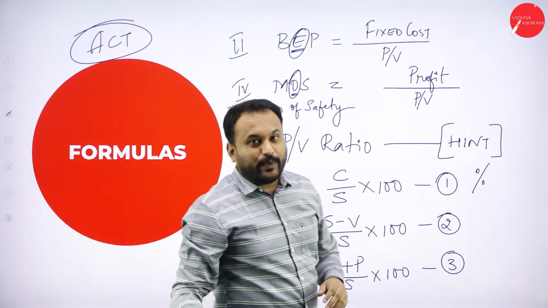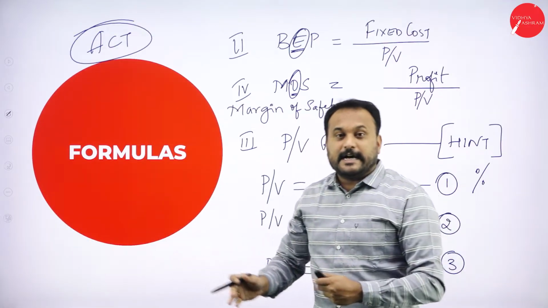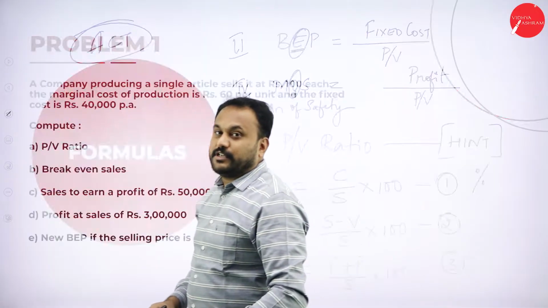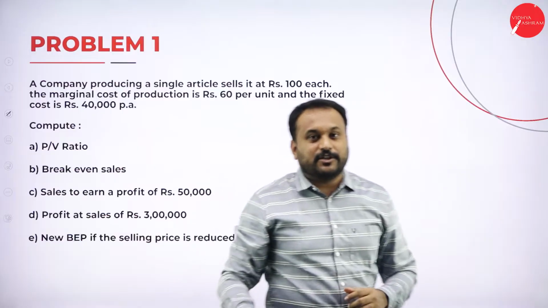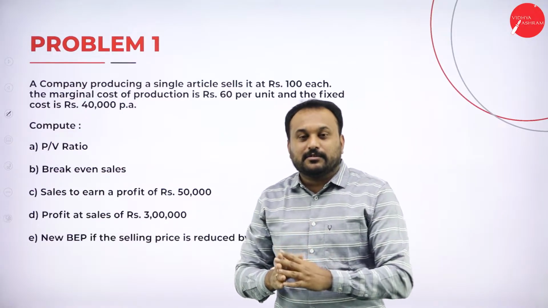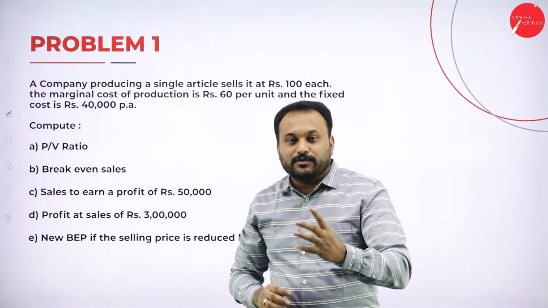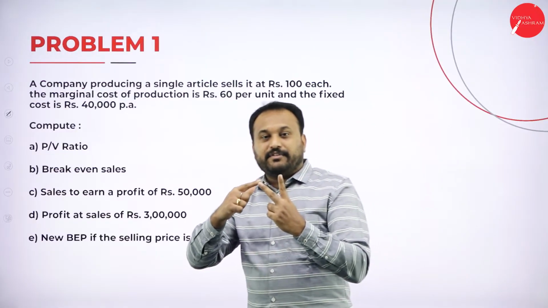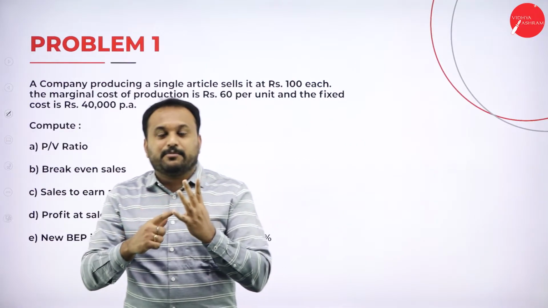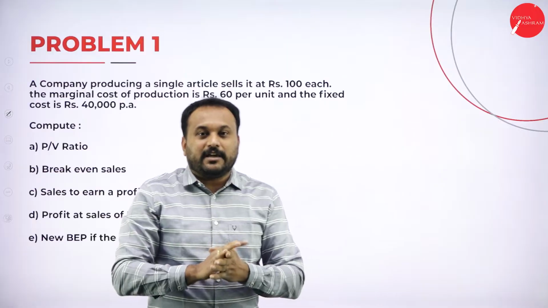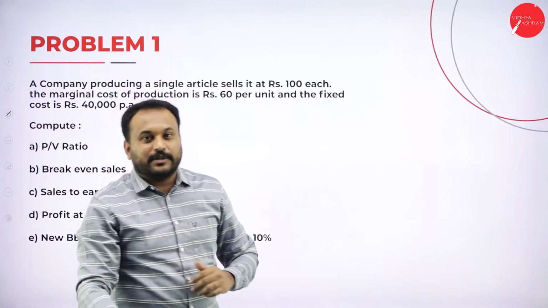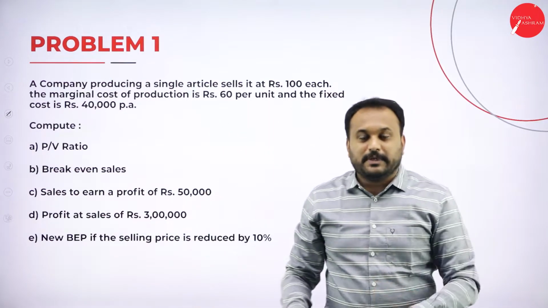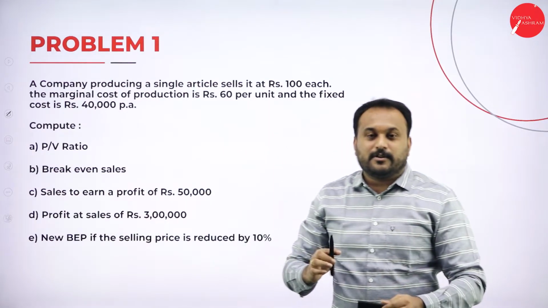So let's go with the question paper problem only. I'll tell you, this is the 15 marks question which had come in the 2016 question paper of University of Mysore. Only through the 4 formulas which I told you, contribution, PV ratio, BEP, MOS, we will be able to take 15 marks, that is 15 of 15. Let's go with the first question, and I want you people to have your calculator, your notebook, your pen.